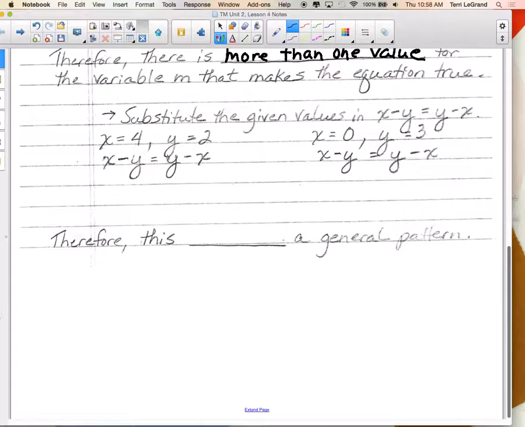Okay, let's try this one then. Substitute the given values into the equation x minus y equals y minus x. Let's underline that. We have 2 different variables involved here. So when x is 4 and y is 2, 4 is going in for x, 2 is going in for y. y minus x, that would have changed their order around to 2 minus 4.